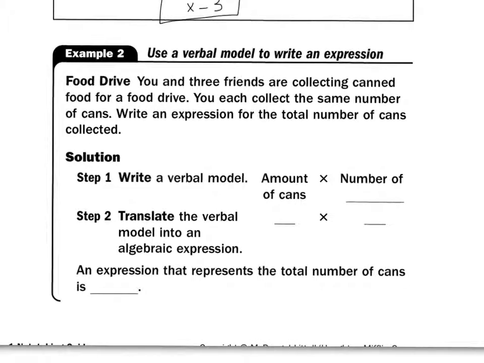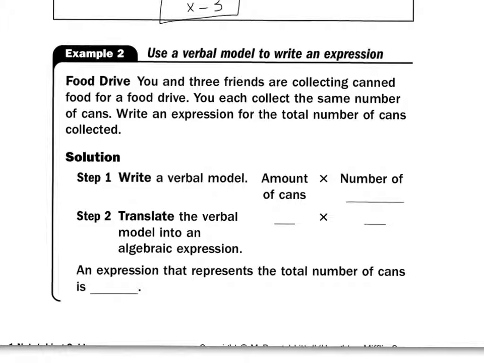Now in example 2, we're going to actually use a verbal model. And we're going to take this in 2 steps here. We're going to write the verbal model and then translate that using just numbers, variables, symbols. It's about a food drive. You and 3 friends are collecting canned food for a food drive. You each collect the same number of cans. Write an expression for the total number of cans collected.